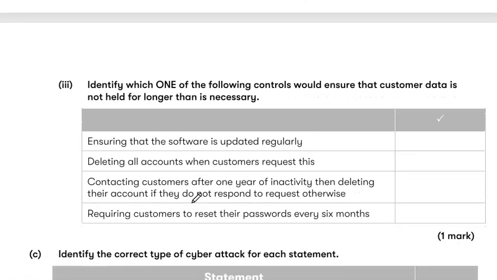The next question is: identify which one of the following controls would ensure that customer data is not held for longer than necessary. So we have to put some control in place to make sure the data is not kept longer than needed. Ensuring the software is updated regularly. Yeah, but still it's not dealing with the control. Deleting all accounts when the customer requests this. Maybe some customers will not request it, so it does not make sense. Contact the customer after 1 year of inactivity, then delete their account if they do not respond.